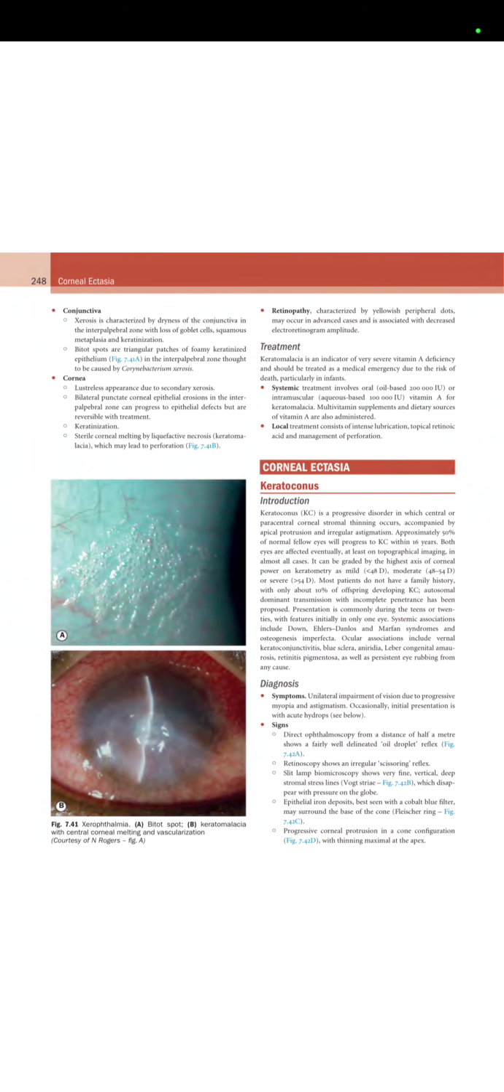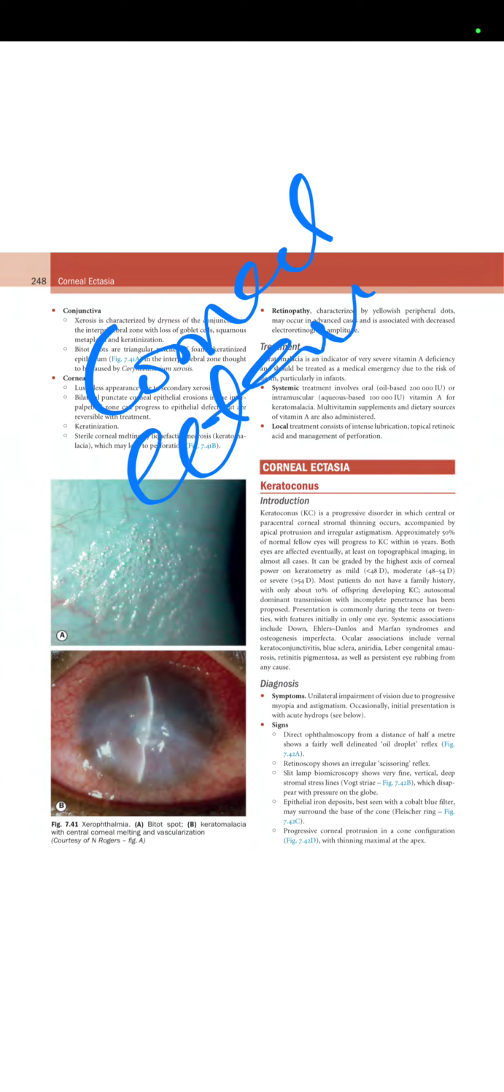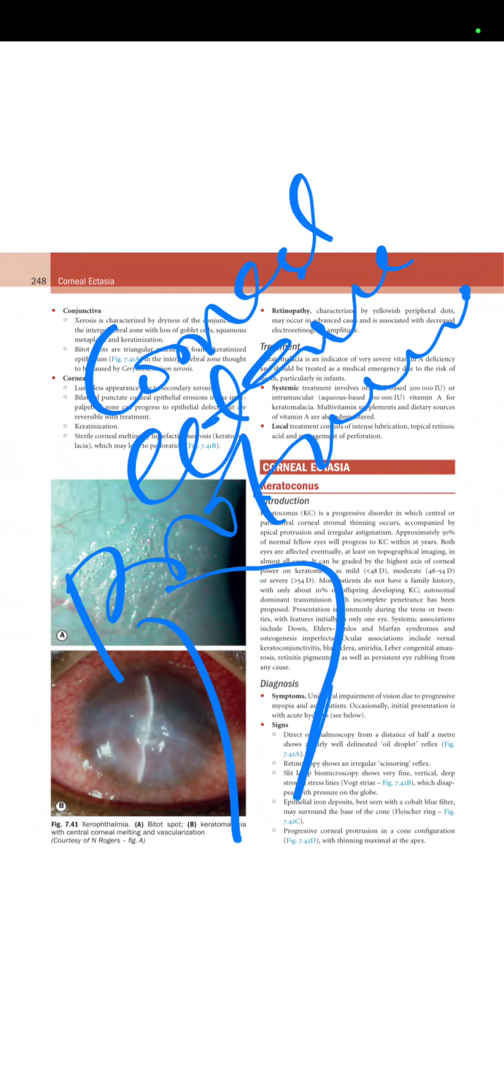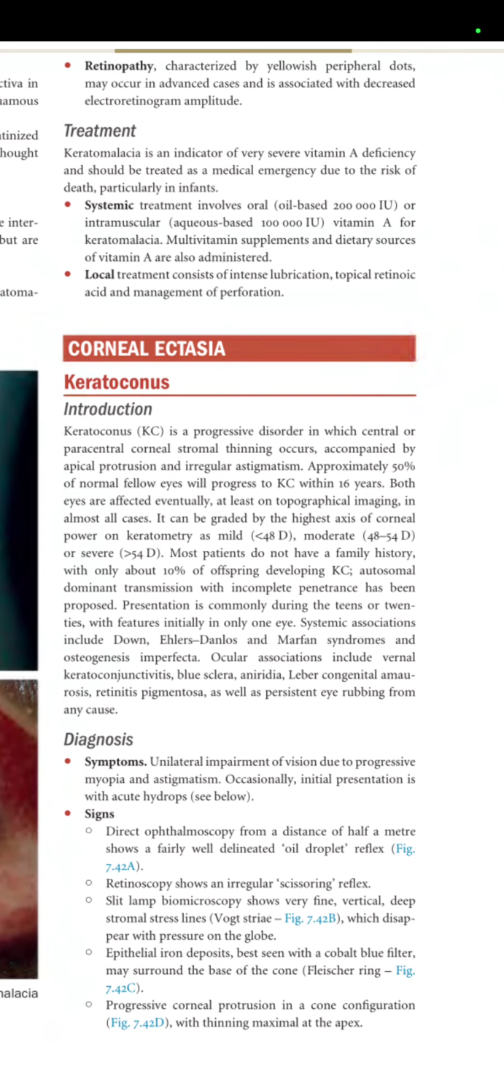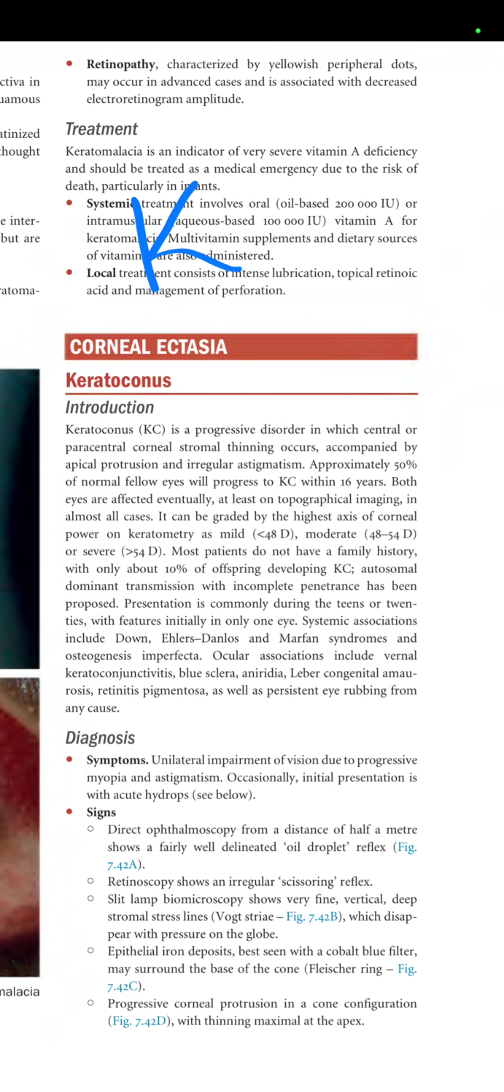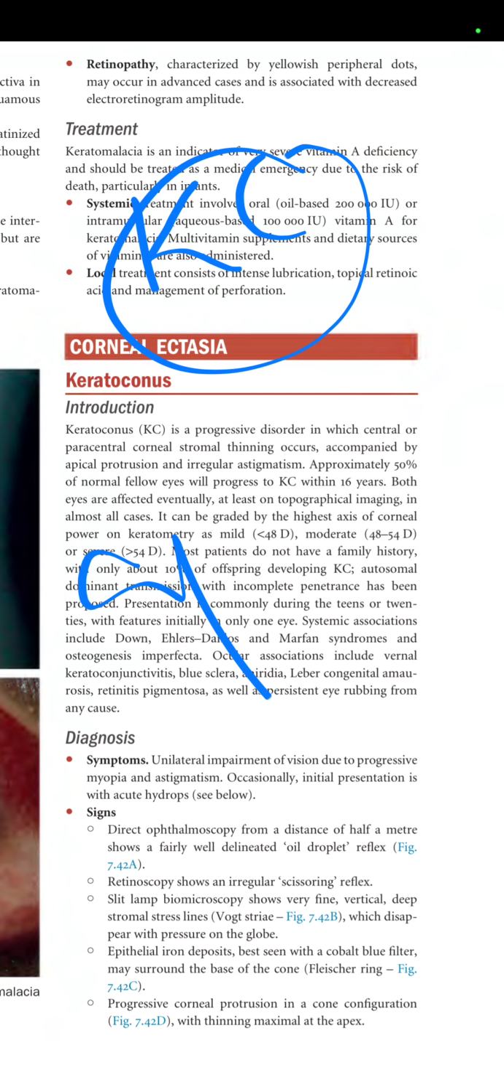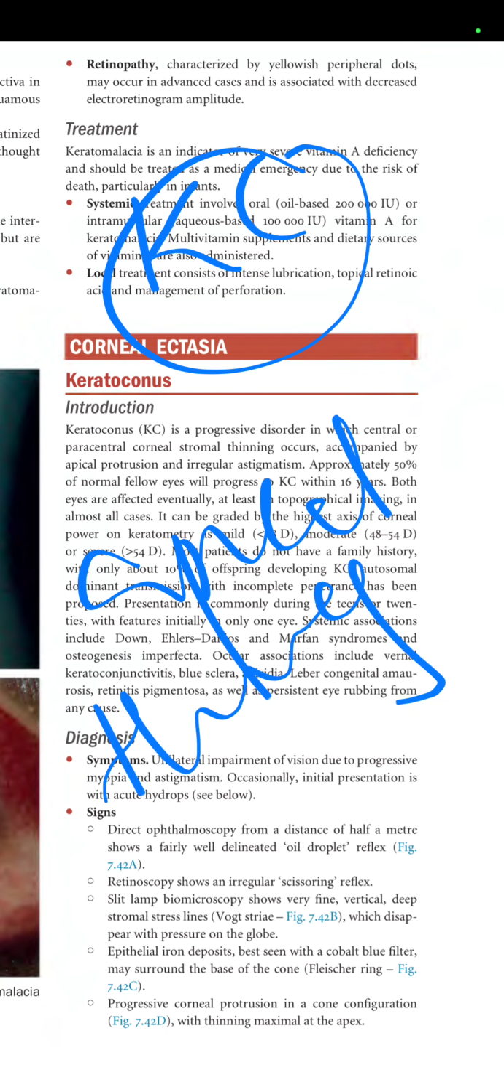So basically, what is corneal ectasia? Ectasia means that there is a protrusion of the cornea. From the cornea's normal shape, it is a little bit protruded. So this is called corneal ectasia. Now let's get started with keratoconus. Basically, keratoconus is an apical thinning of the cornea which causes the protrusion of the cornea like this.